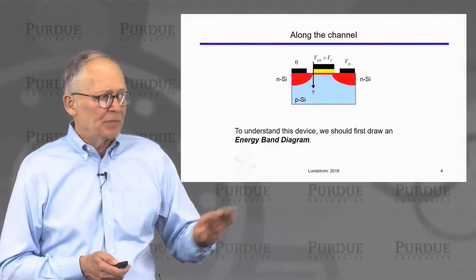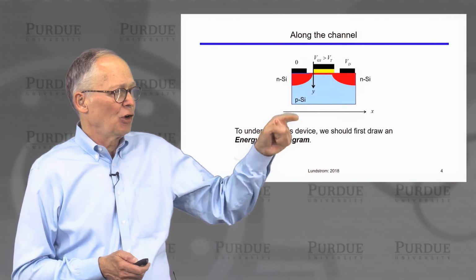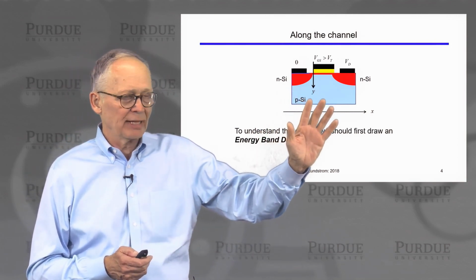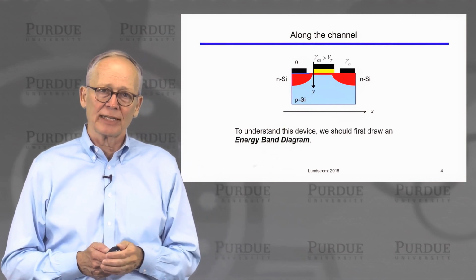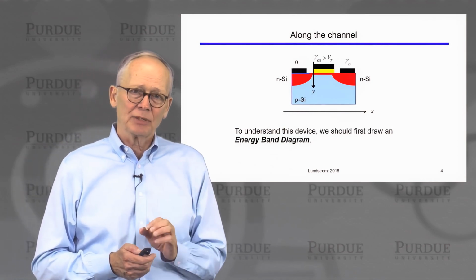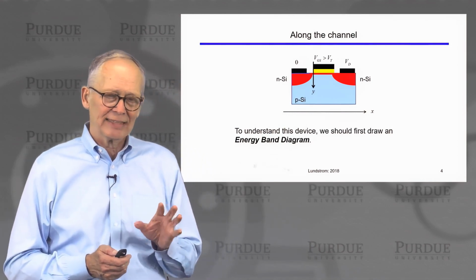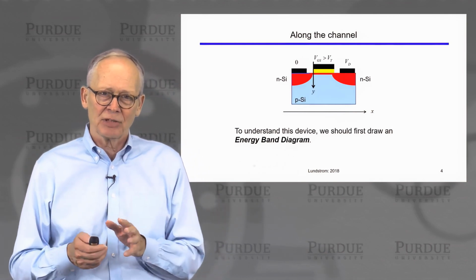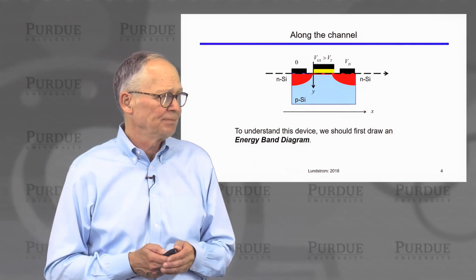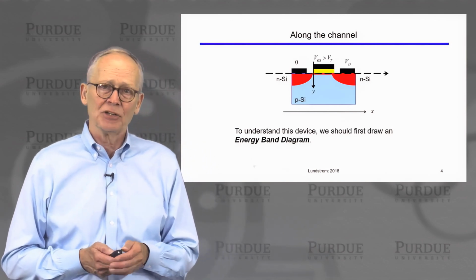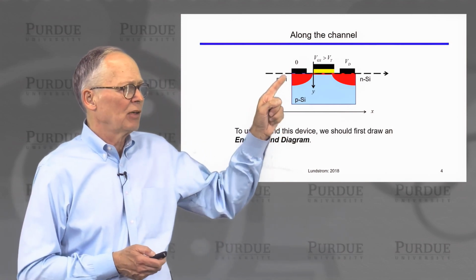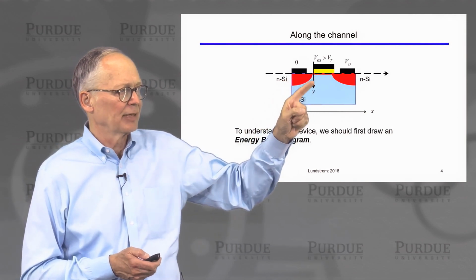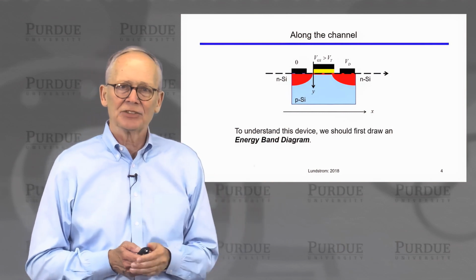Okay. Now, there's another dimension along the channel. We could also talk about drawing an energy band diagram from source across the channel and out the drain. That's what I want to focus on in this lecture because that will help us understand how current flows from the source across the channel and out the drain. So we're going to be drawing energy band diagrams right along the surface of this device, right at the interface between the oxide and the semiconductor in what I'm labeling the X direction.